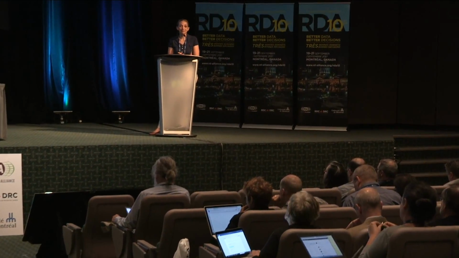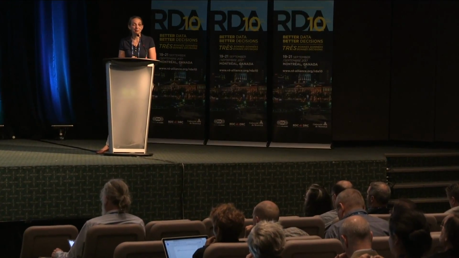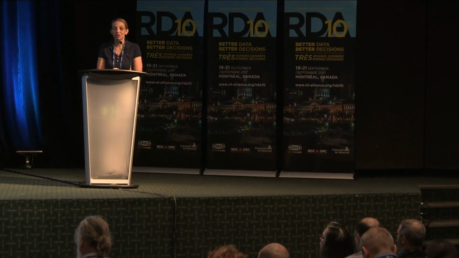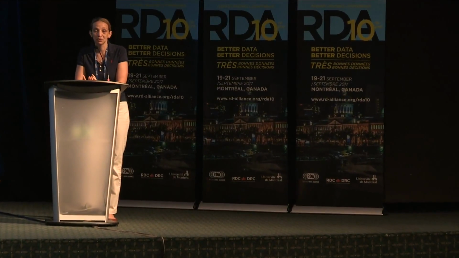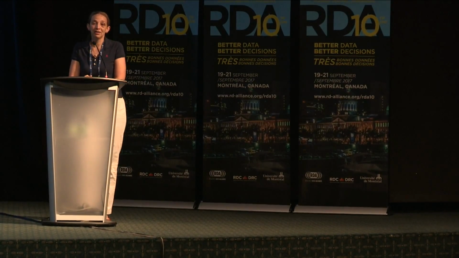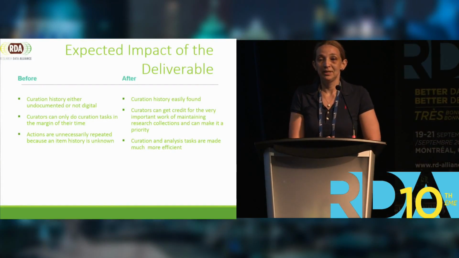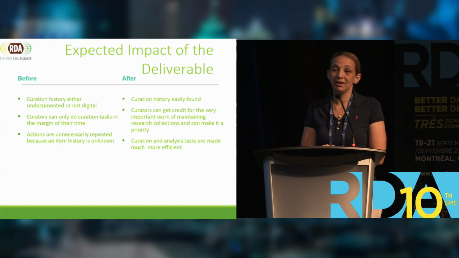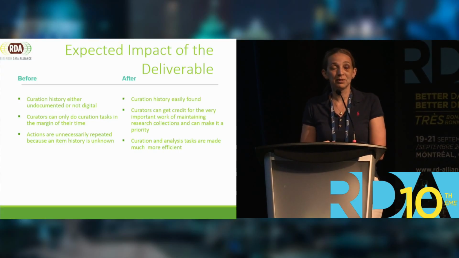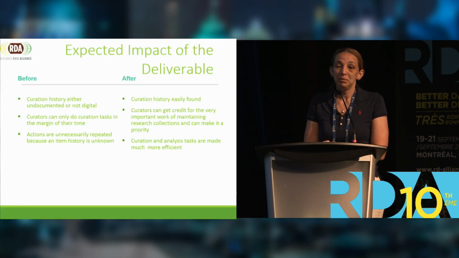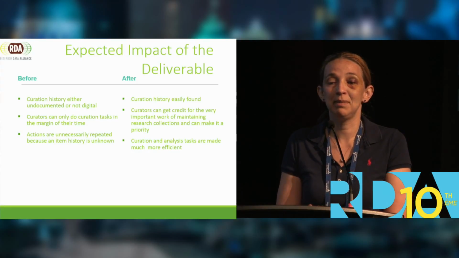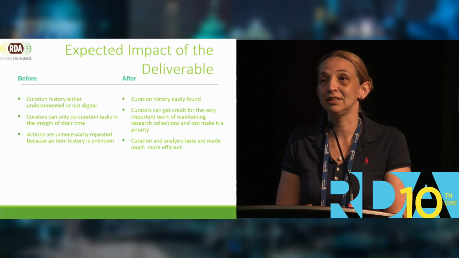So before our deliverables, curation history is either undocumented or not digital. After, we imagine that curation history can be easily found and queried. Before, curators can only do curation tasks in the margins of their time. After, we anticipate that curators will be able to get credit for the very important work that they do, and therefore will be able to make it a priority. Before our deliverables, actions could be unnecessarily repeated because an item's history is unknown, but after, curation and analysis tasks are made much more efficient because you're not unnecessarily duplicating work.